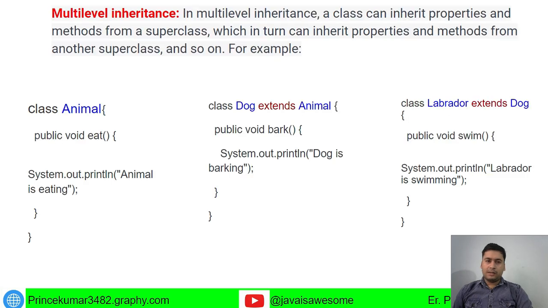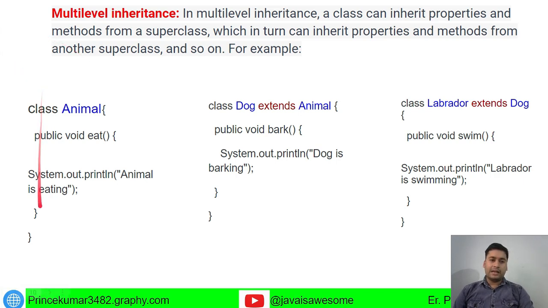Okay, let's talk about multi-level inheritance in Java. In multi-level inheritance, a class can inherit properties and methods from a superclass, which in turn inherits properties and methods from another superclass, and so on. Here you shouldn't think that we only have 2 superclasses and only 3 levels of hierarchy. You can maintain a 10 level hierarchy, 20 level hierarchy, whatever is possible, no issue in that.